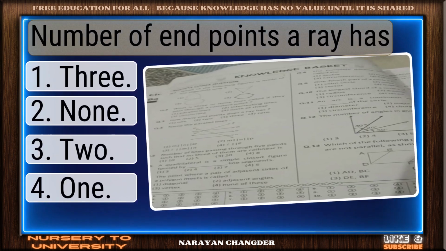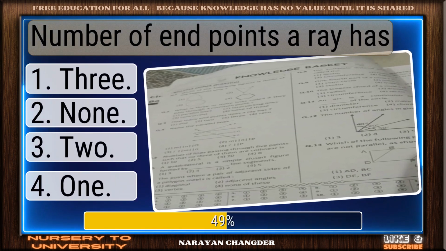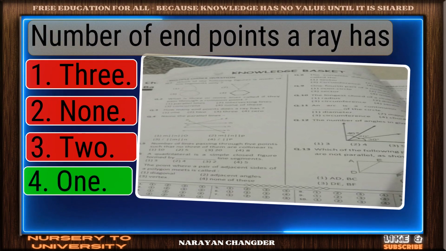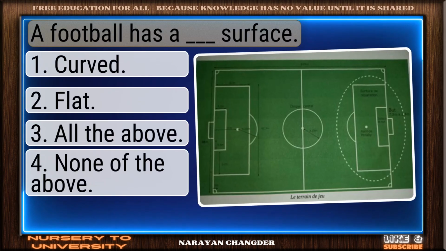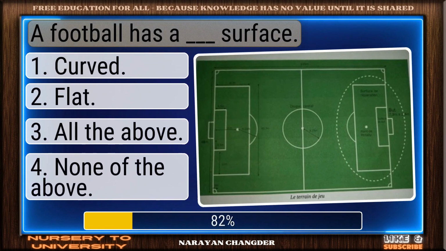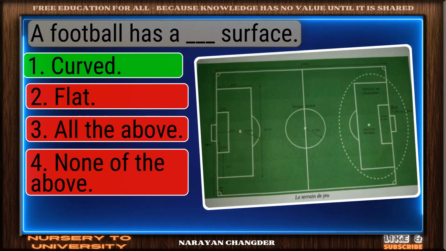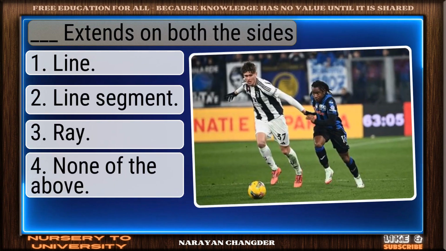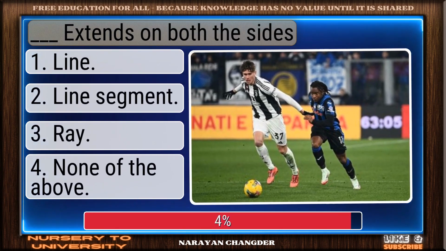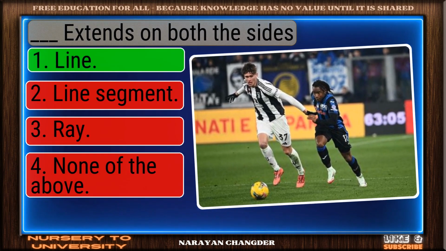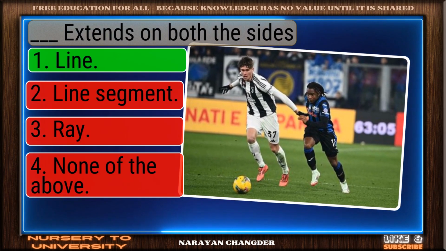Number of endpoints a ray has. You're right. 1 is the correct answer. A football has a dash surface. Clear logic. Your choice curved is sound and 100% true. Dash extends on both the sides. Well reasoned. Line is the correct choice.